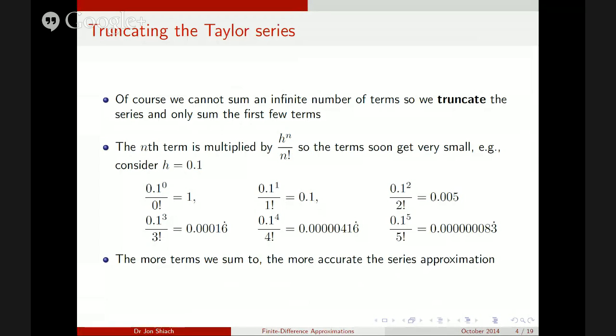Okay, the next term, 0.1 to the power 3 over 3 factorial. And we're starting to get to quite small numbers here. So after 5 terms, what have we got there? We've got 0.0000416 recurring. So it doesn't take long before we're up to really, really small terms. So higher order terms have less of an effect on the value than lower order terms. So this is our justification for truncating the Taylor series. However, the more terms we sum to, the more accurate the series approximation. So with numerical methods, you have this trade-off between accuracy and how long you want to spend calculating these things. Okay, so that's the trade-off.